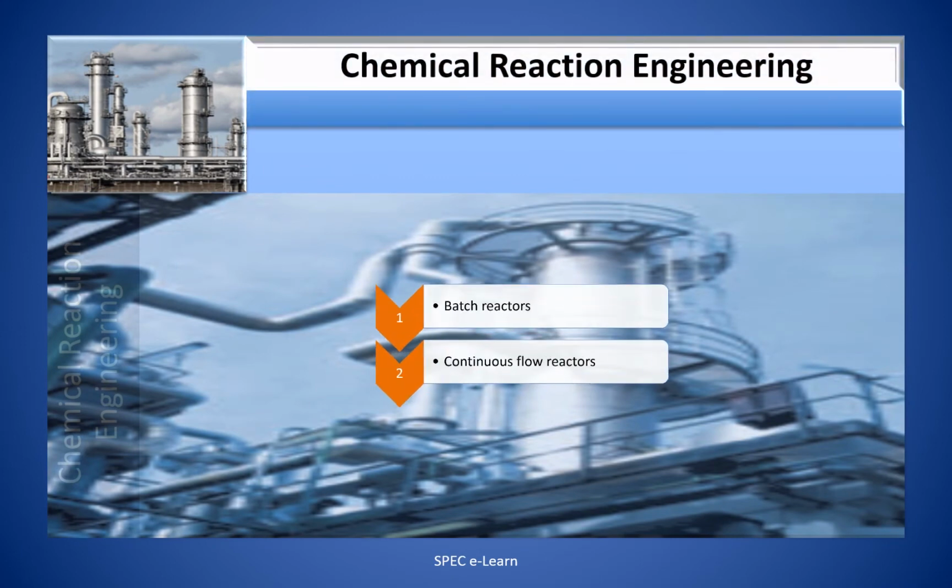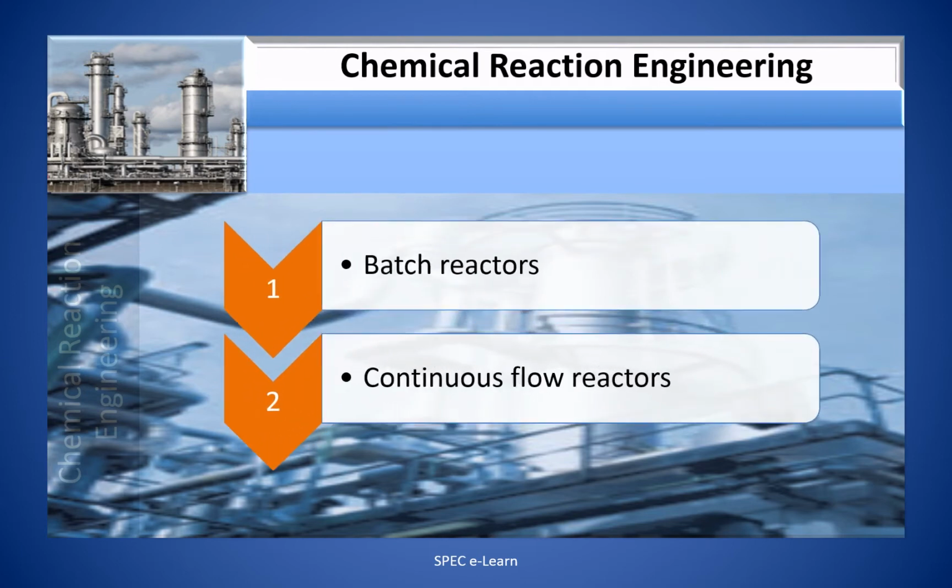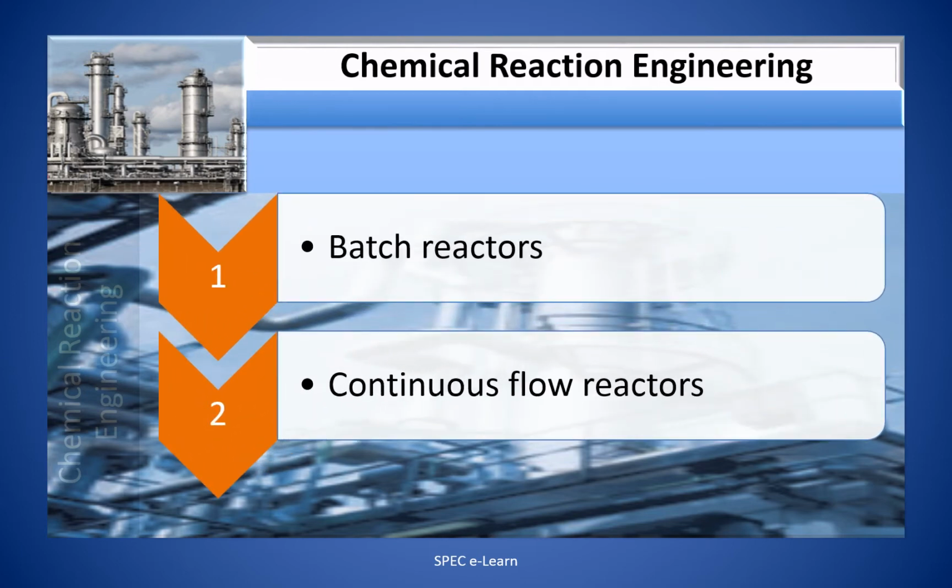The types of reactors commonly used in the process industry fall into two main categories. 1. Batch reactors. 2. Continuous flow reactors.